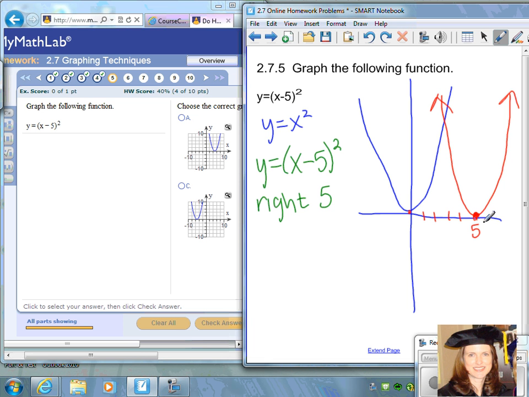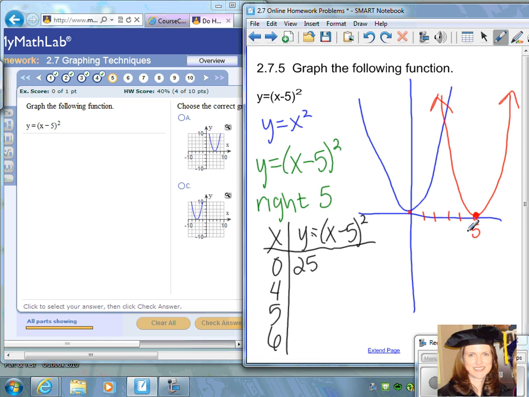If you are going to make a table of values here, be careful because you want to choose enough points so that you get a decent idea of what the graph looks like. So if you make a table of x and y, where y is equal to x minus 5 squared, and you start off with 0 for x, you simplify and get 25, which is going to be off the page. So you want to choose enough points around the vertex of the parabola. I'm going to choose perhaps 4, 5, and 6 as x values to plug into this function.